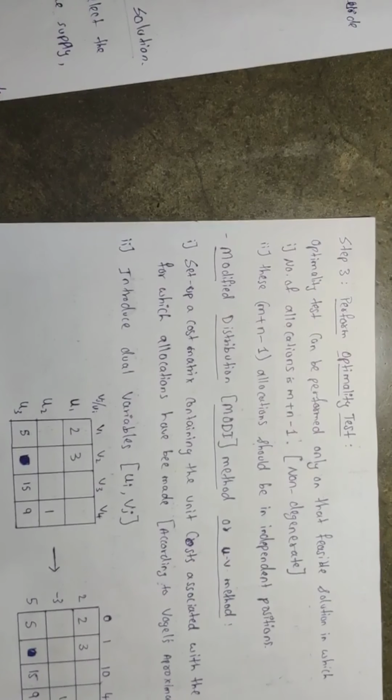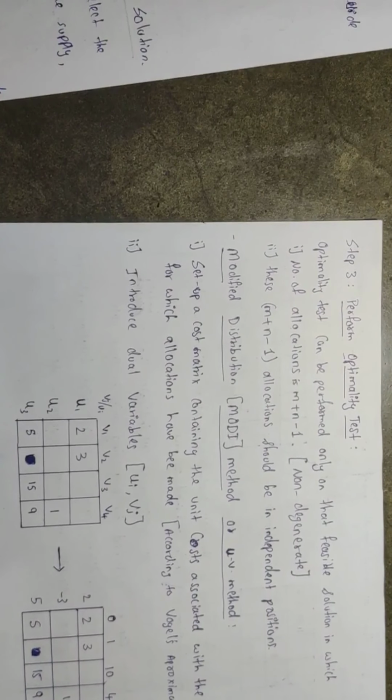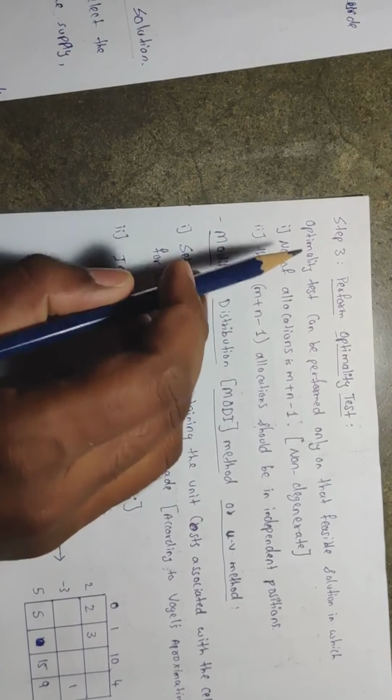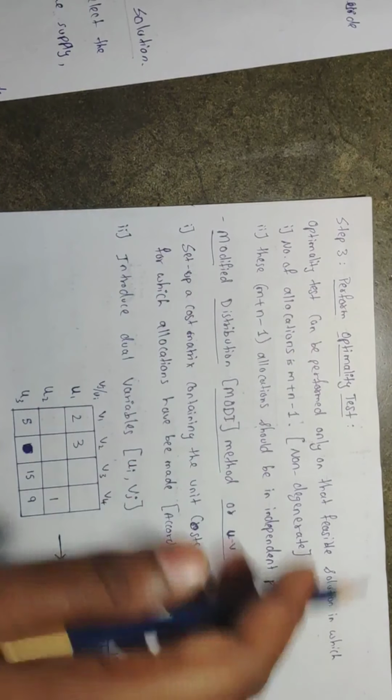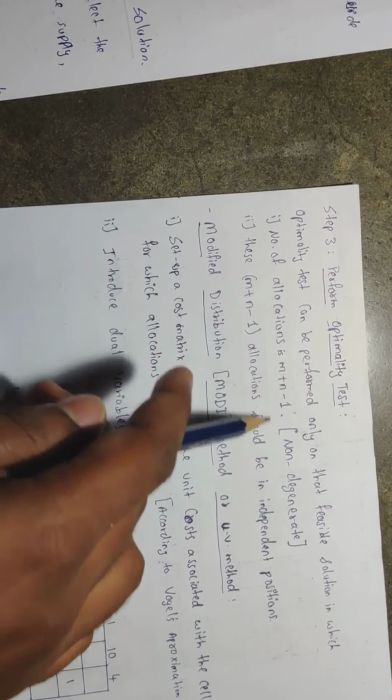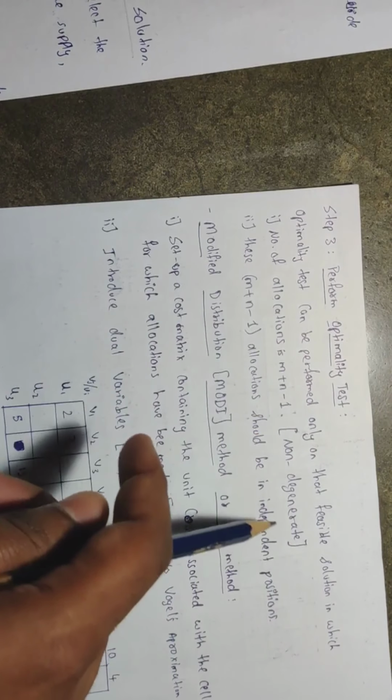So let us go for performing the optimality test. In performing the optimality test, remember one thing: there are 2 conditions which you have to remember very importantly. The first thing is that the optimality test can be performed only on those feasible solutions in which the number of allocations is m plus n minus 1. That is non-degenerate, which I have explained in the previous section. So let us check whether it is m plus n minus 1 or not.